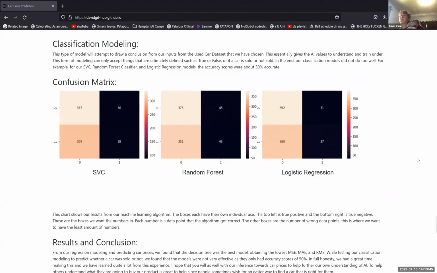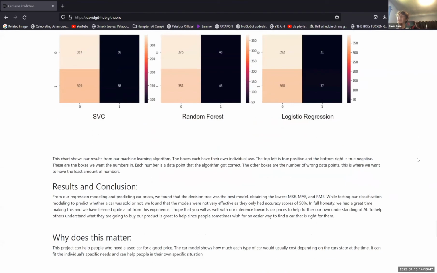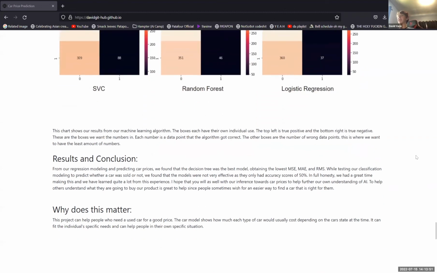But in conclusion, the decision tree was our best model. It had the lowest MSE, MAE, and RMSE. And the classification stuff didn't really work too well, but we still had lots of fun creating and figuring out how it all works.